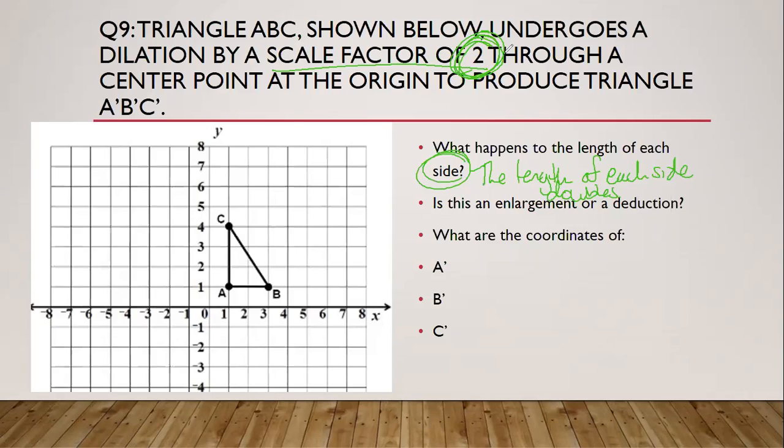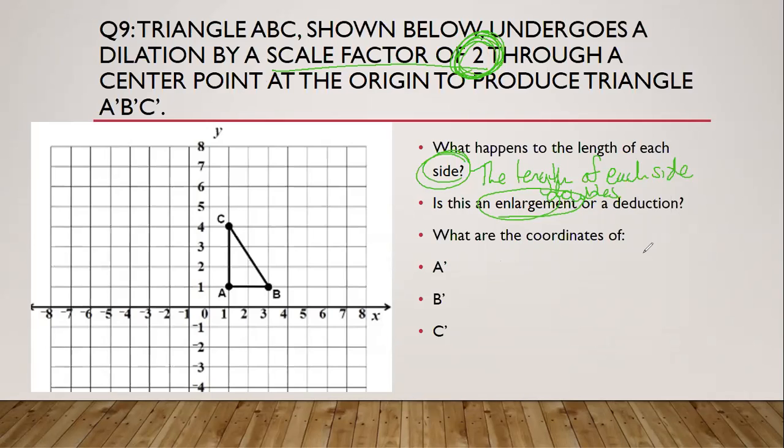So if I have a scale factor of 2, that means I'm doubling things, which means yes, I have an enlargement, okay? I can also see that because my scale factor is greater than 1, right? If my scale factor was less than 1, then it would be a reduction. That means I'm scaling things down, okay?